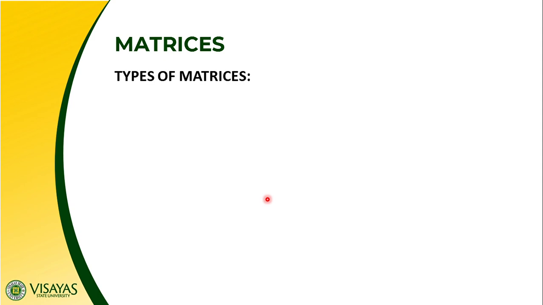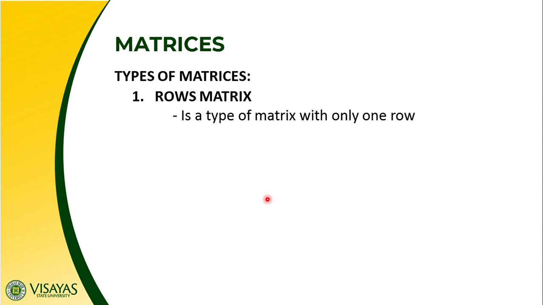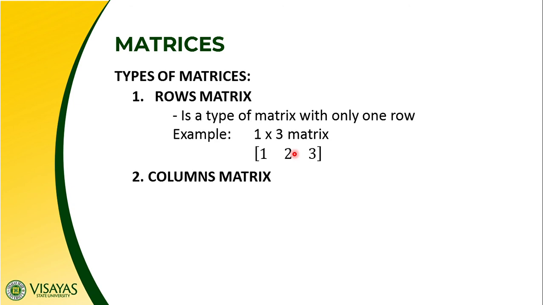So what are the different types of matrices? First, we have the rows matrix. So the rows matrix are types of matrices wherein it contains only one row. Say for instance, 1 by 3 matrix, this one. This is a 1 by 3 matrix because it contains one row and 3 columns. So the number of columns doesn't matter as long as it contains only one row, then the type of matrix is a rows matrix.